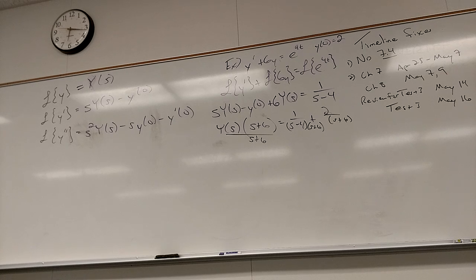This is like s plus a, s plus b. So the answer comes out to be, on top of s plus a would be negative 1 over a minus b, and on top of s plus b would be 1 over a minus b. So it looks like it'd be a in this case. So it's negative 4, 6, so you get negative 1 over 10 and 1 over 10.